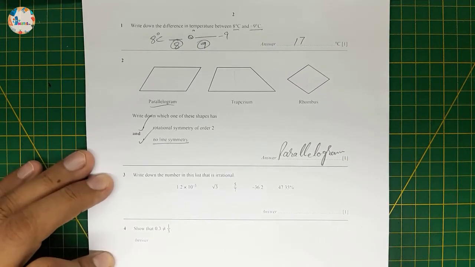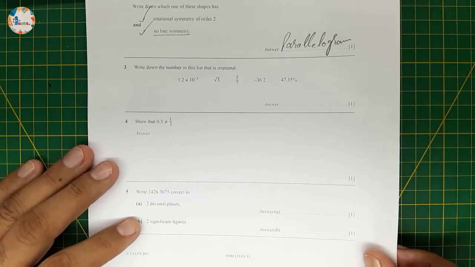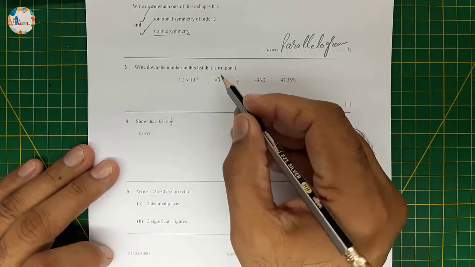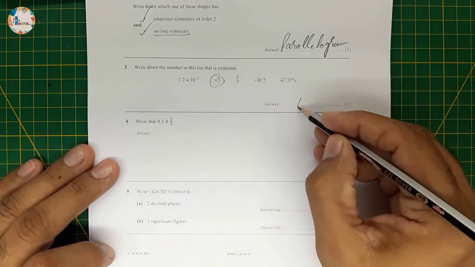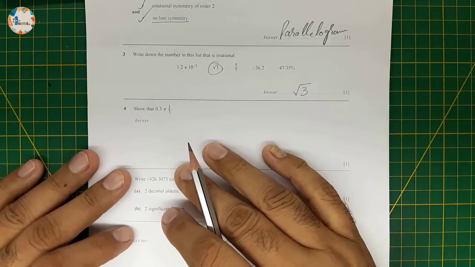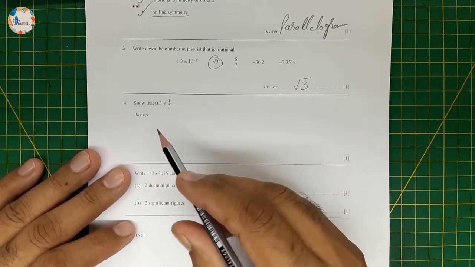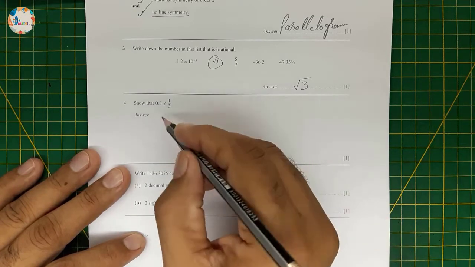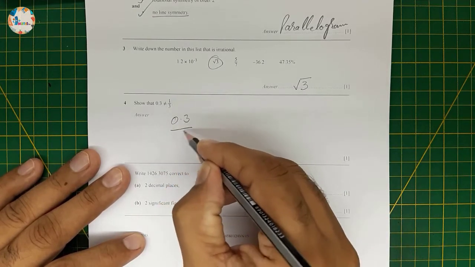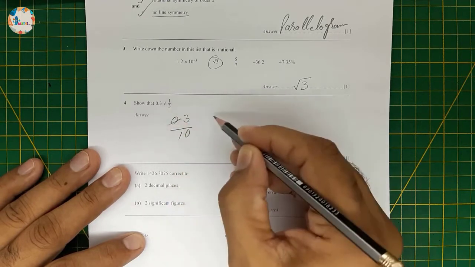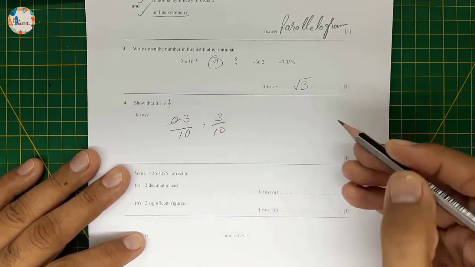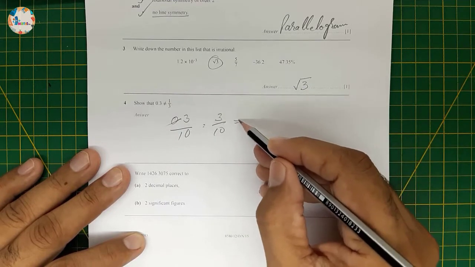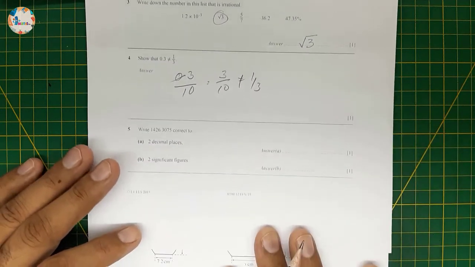Then question number 3. Write down the number in the list that is irrational. Irrational numbers are the numbers which cannot be written in p over q format, and that is under root 3. So this will be under root 3. Question number 4. Show that 0.3 is not equal to 1 over 3. If we remove the decimal, it will be 3 over 10, which is not equal to 1 by 3. This is what we have to prove.